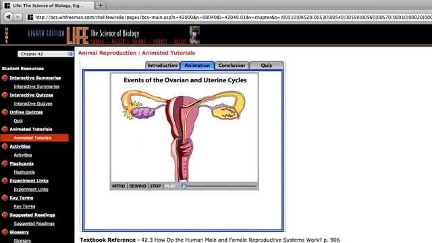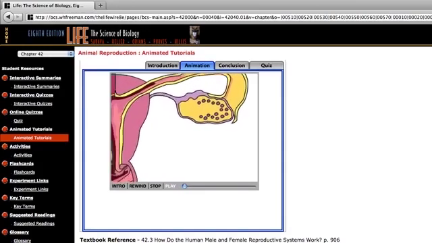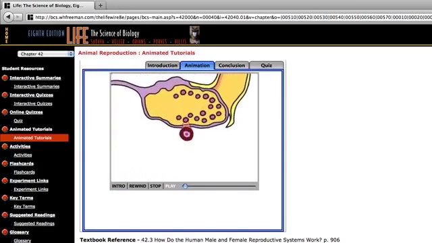At sexual maturity, each of a woman's ovaries contains about 200,000 immature eggs called primary oocytes. A primary oocyte is diploid and is arrested in prophase 1 of meiosis. A layer of follicle cells surrounds each primary oocyte. Together, an oocyte and its follicle cells make up a follicle.